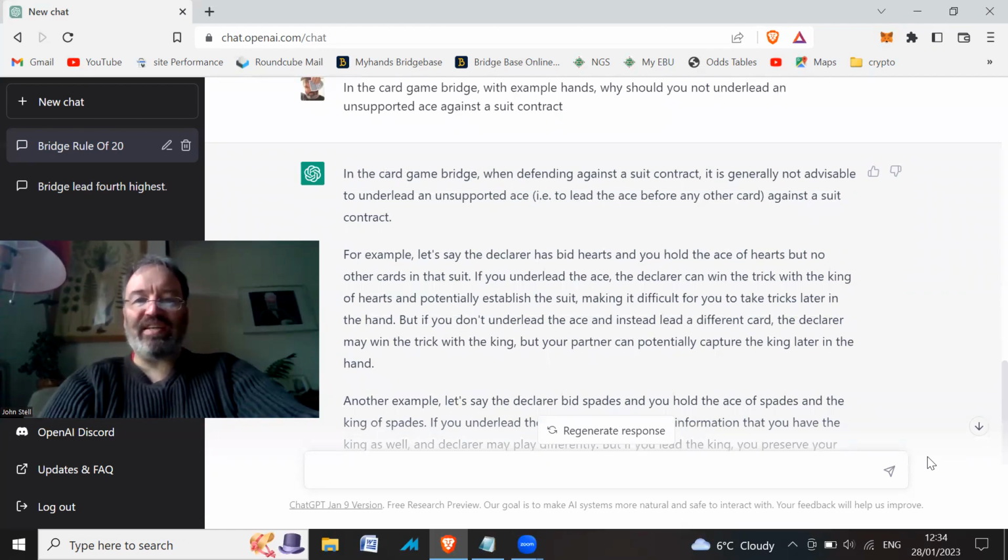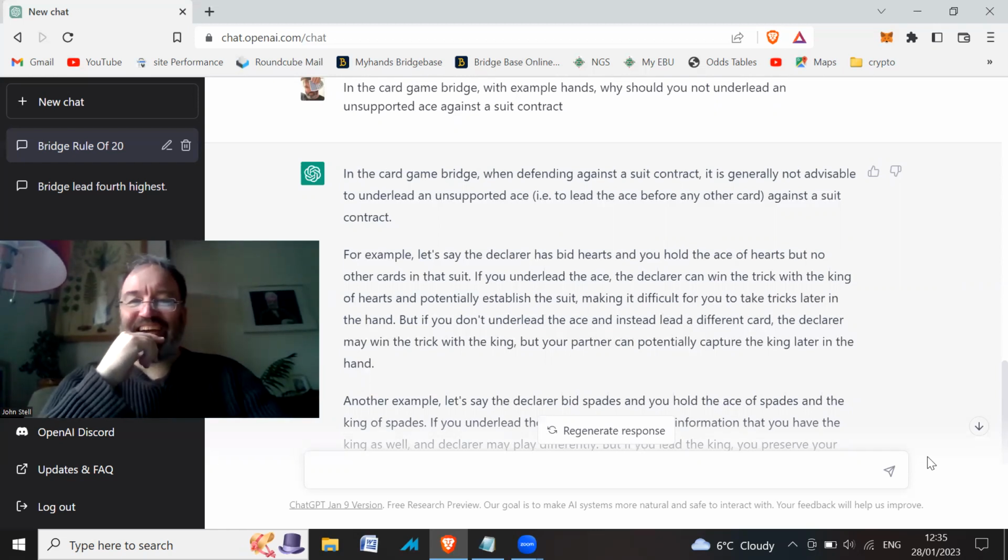For example, let's say the declarer has bid hearts and you hold the ace of hearts, but no other cards in that suit, i.e., that would be a singleton. If you underlead the ace, the declarer can win the trick with the king of hearts and potentially establish the suit, making it difficult for you to take tricks later in the hand. But if you don't underlead the ace and instead lead a different card, the declarer may win the trick with the king.